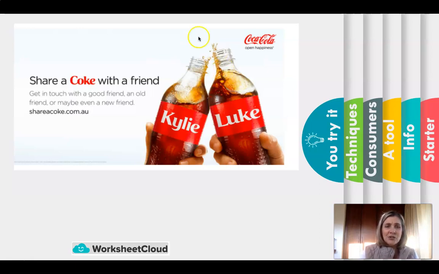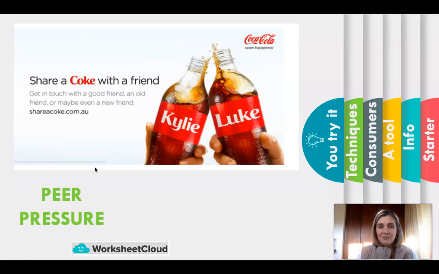Okay, also look at the words. "Share a Coke with a friend," get in touch with a good friend, an old friend, or maybe even a new friend. And then the names. Do you remember when this technique was used? I loved it. Having your name on an actual Coke bottle, which I'd never actually got. Never had mine. My name is spelt quite differently to the norm. Not talking about my surname, because my surname is quite different.